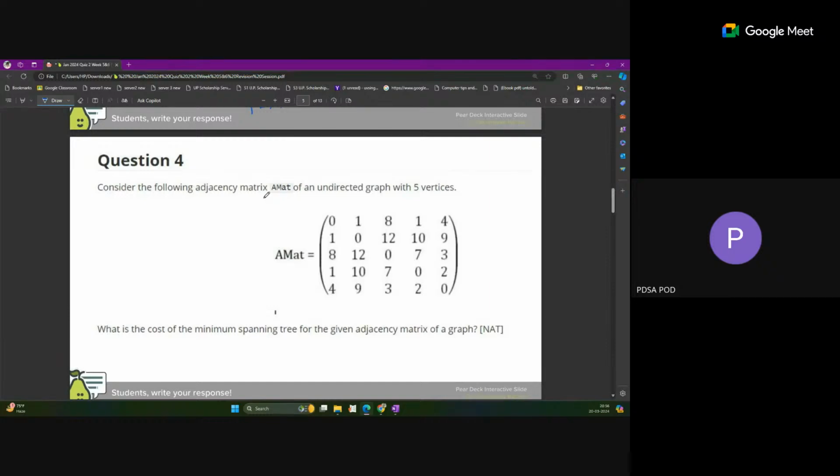For spanning trees, we have two algorithms, Prim's algorithm and Kruskal's algorithm. For this type of graph where you need to find the cost, instead of Prim's algorithm, just use Kruskal's algorithm. Yes, sir, Kruskal's algorithm is better. How many nodes do we have here? We have a total of 5 vertices, so we can name them like 0, 1, 2, 3, 4, 5.